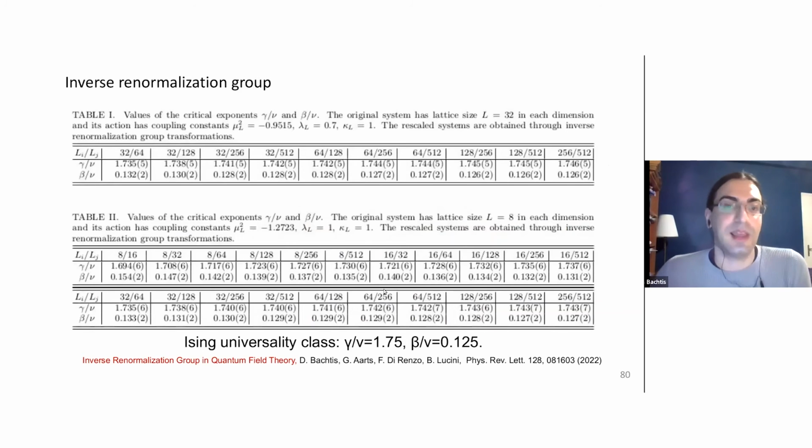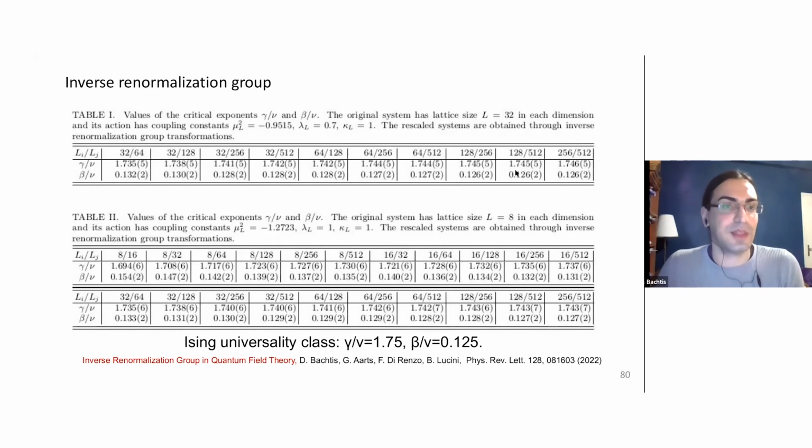So here are the results. In the table at the top, you can see the results when we started with a system of lattice size 32 in its dimension, and we applied the inverse transformations until we obtained a system of lattice size 512. We then used the inverse renormalization group to calculate these two critical exponents for all of the combinations of these systems. You can see that as the lattice size increases, we can observe a convergence towards the critical exponents of the Ising universality class.